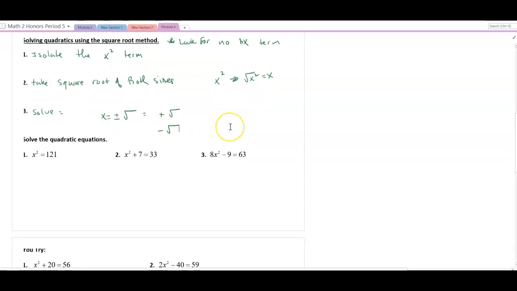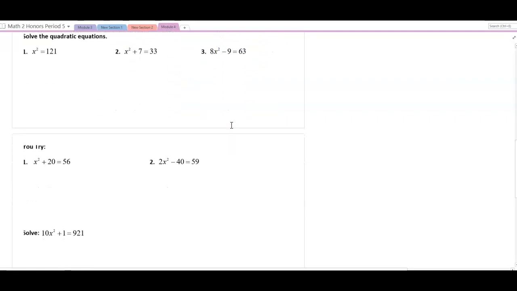Let's take a look at some examples. The first one, I have x squared equals 121. To get rid of the exponent 2, I take the square root of both sides. The square root of x squared is x, equals plus or minus the square root of 121, which is 11. This means positive 11 is a solution and negative 11 is a solution.